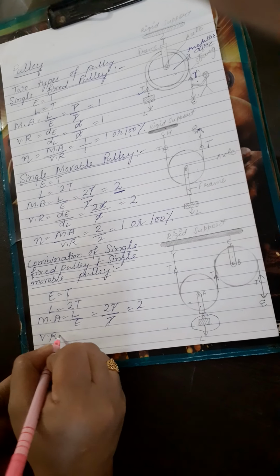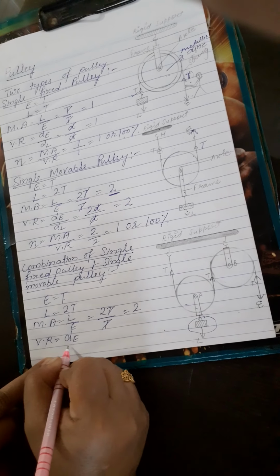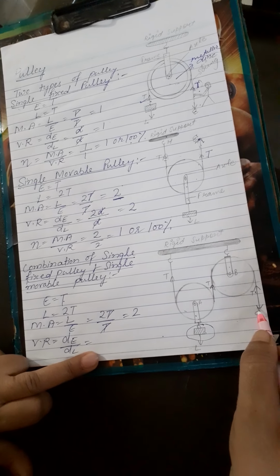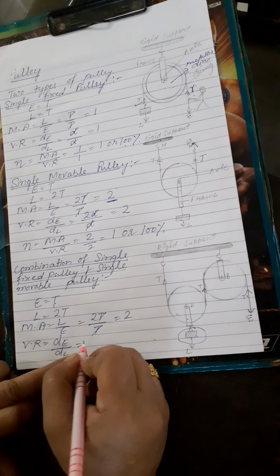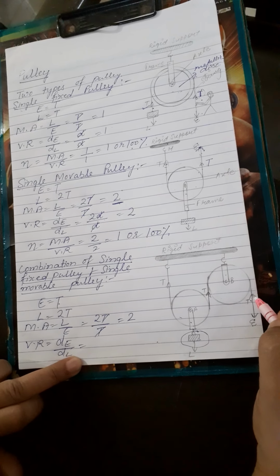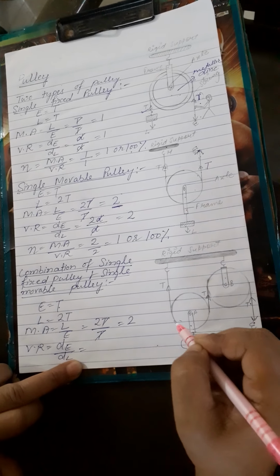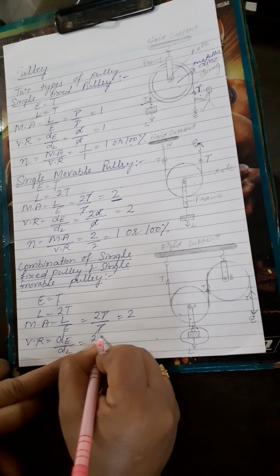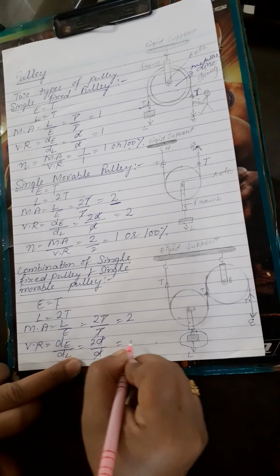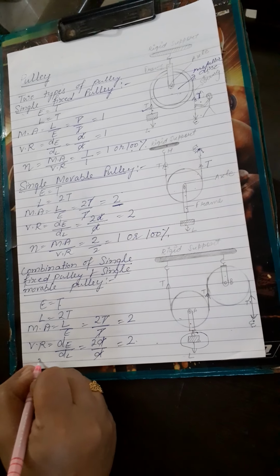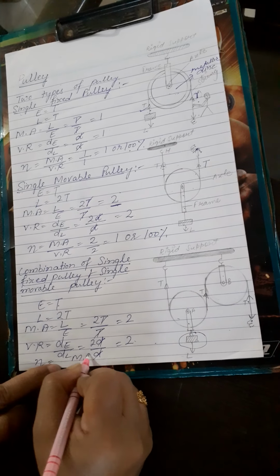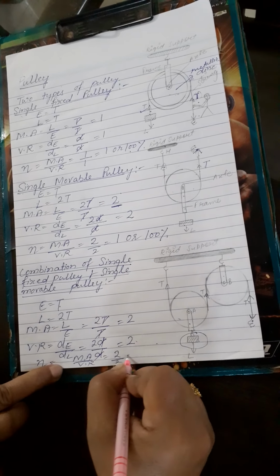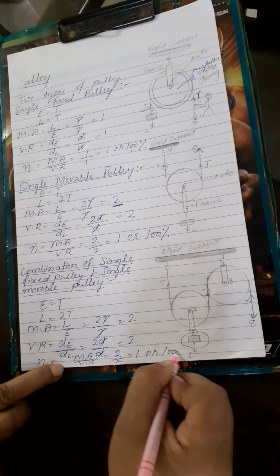In the same way, velocity ratio is the distance moved by effort to the distance moved by load. Again beta, the effort will cover twice the distance, means this side will cover double the distance as compared to the distance moved by the load. So it will be 2D divided by D, again 2. So beta, efficiency will be mechanical advantage over velocity ratio. It will be 1 or 100%.